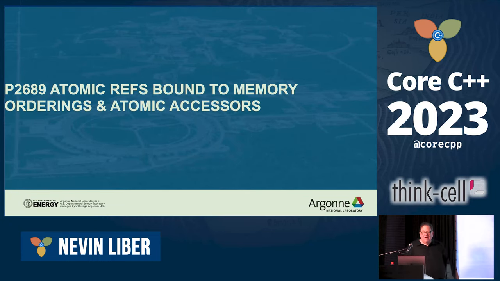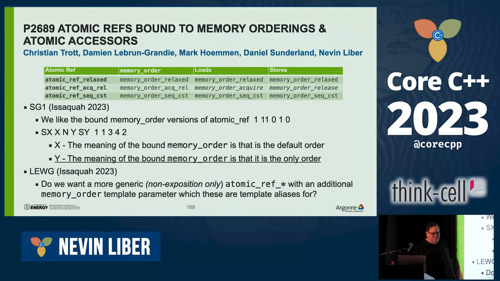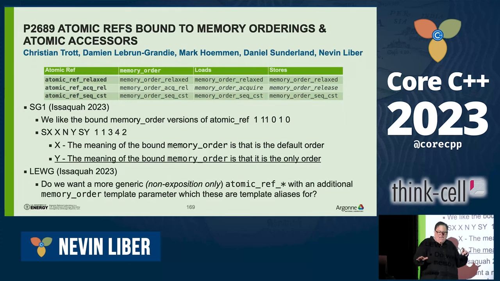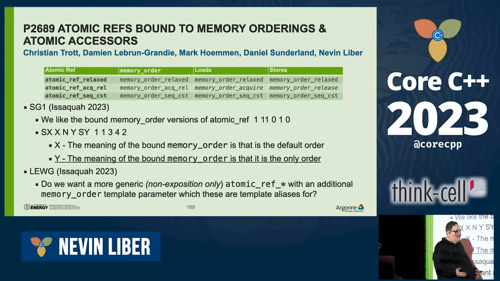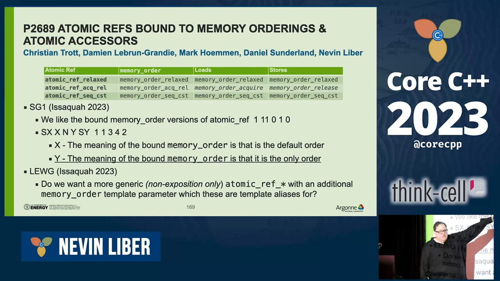And the last one I'm going to talk about is atomic refs bound to memory orderings and atomic accessors. I made this claim that you could just change the accessor and add things like atomic ref. And this is more concrete stuff to support that use case. So we're proposing three bounded atomic classes: relaxed, acquire-release, and sequentially consistent. Acquire-release is a little weird, because its loads are done by acquire and its stores are done by release, not by the memory order.